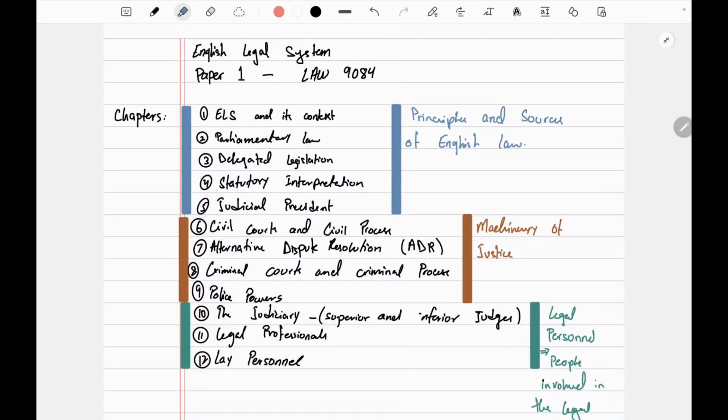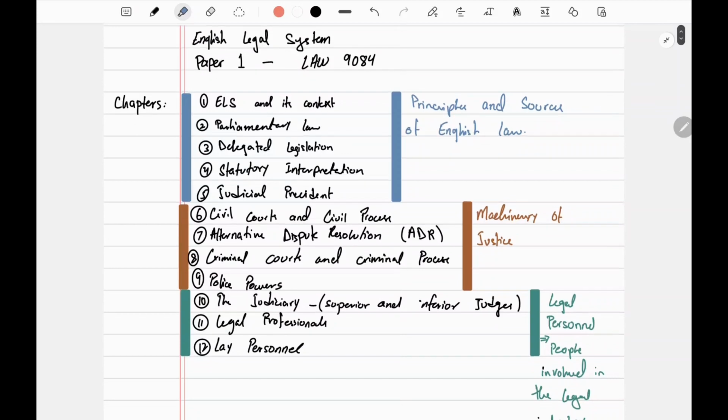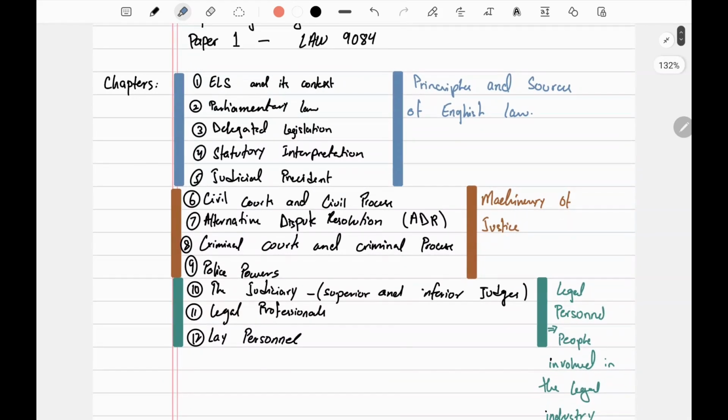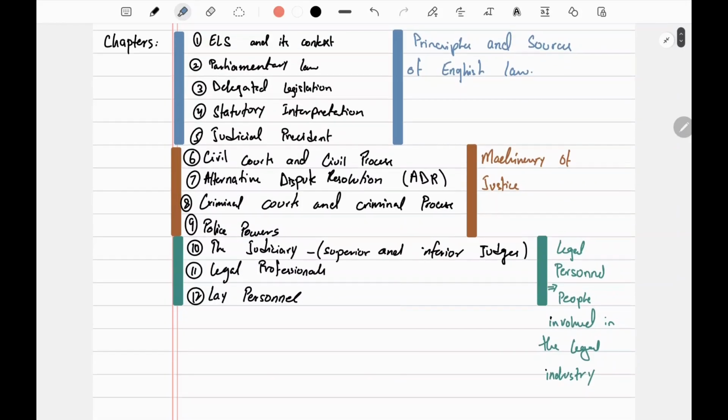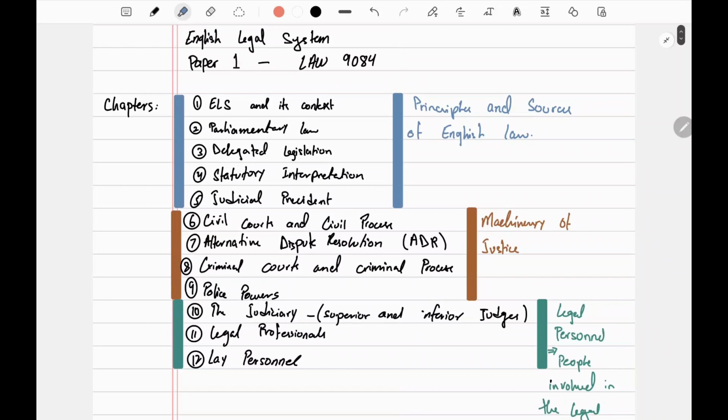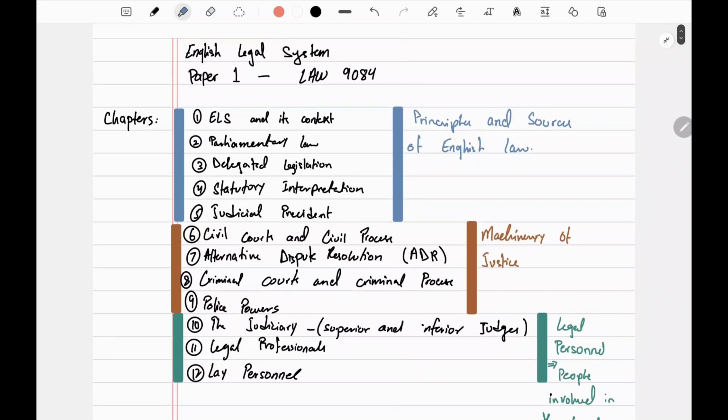In today's video, we'll start our course with English Legal System, which is our paper 1 of Law 9084. These are the chapters that we'll be learning in this paper: the English legal system and its context, parliamentary law, delegated legislation, statutory interpretation, judicial precedent, civil courts and civil process, alternative dispute resolution, criminal courts and criminal process, police powers, the judiciary, legal professionals, and lay personnel. Right. We can take these chapters and distribute them in 3 sections that are the blue one.